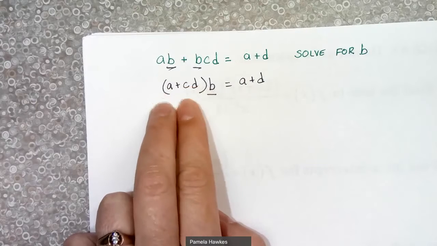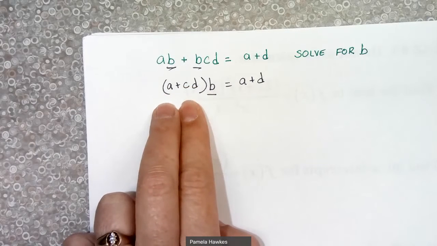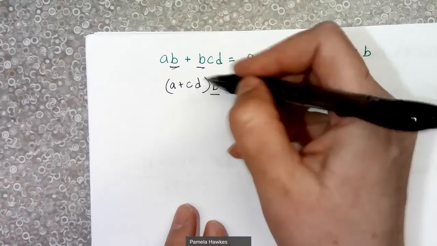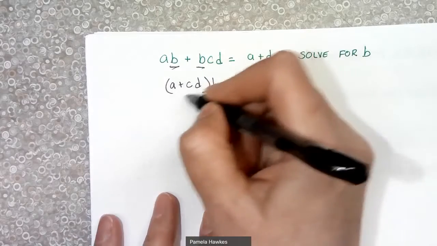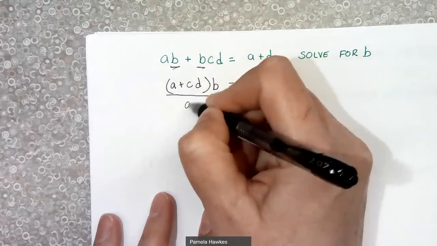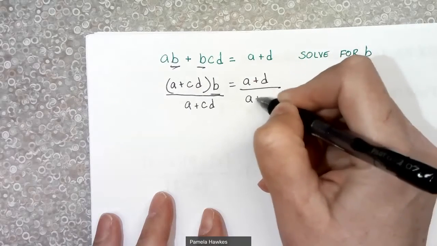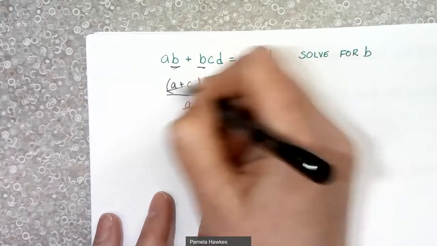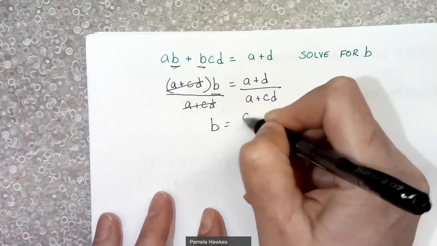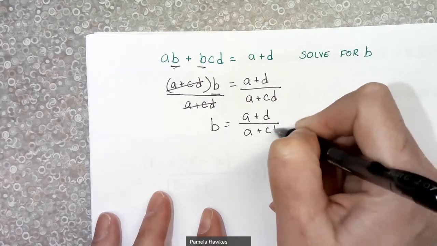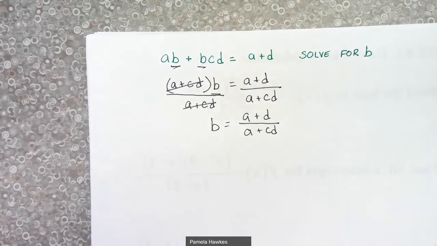Because I saw this a lot where people got it this far and then subtracted this over to the other side. It's timesing. This is a timesing thing. So to undo times, I divide. And if I do that over here, I do it here. And this goes away and I get B equals A plus D all over A plus CD. And I could cross out the A's and the D's and get 1 over C, right?